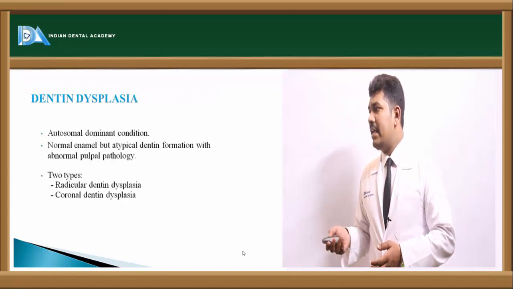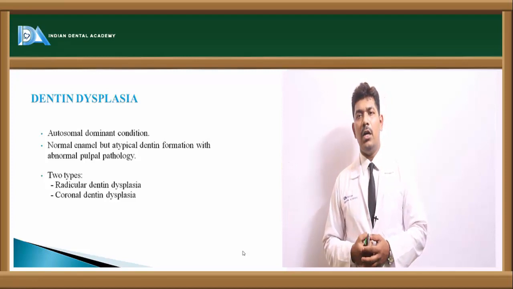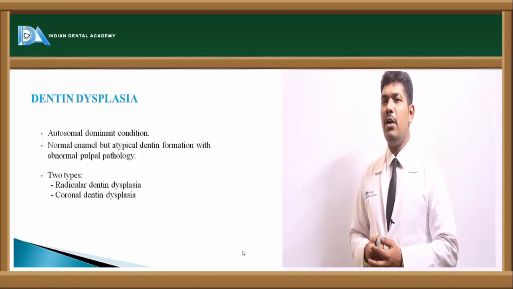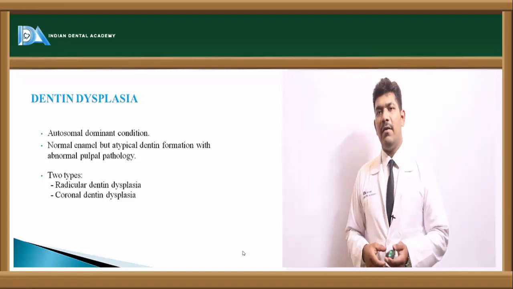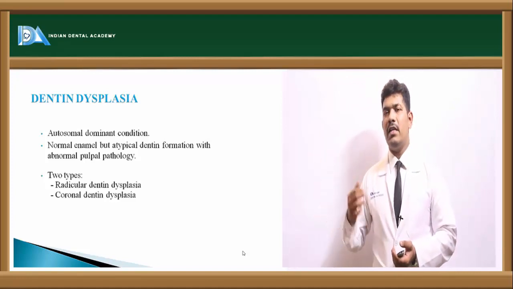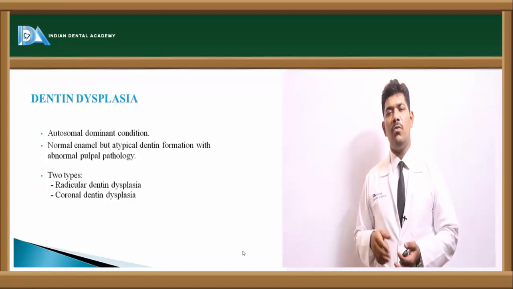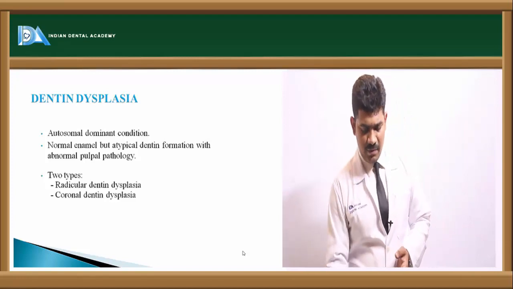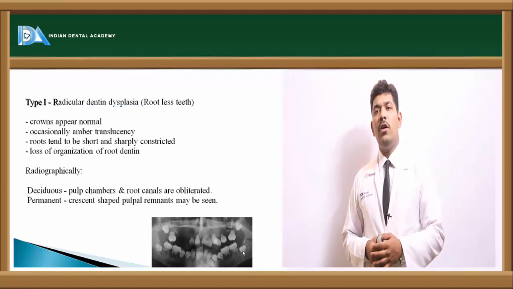Now then we have dentin dysplasia, which is a hereditary condition, an autosomal dominant condition. In this there is normal enamel, but there is atypical dentin. Again, we have two types over here. If it affects the radicular or root portion of the dentin, we call it radicular dentin dysplasia, or if it affects the coronal or crown portion of the dentin, we call it coronal dentin dysplasia. Radicular dentin dysplasia is commonly known as rootless teeth.